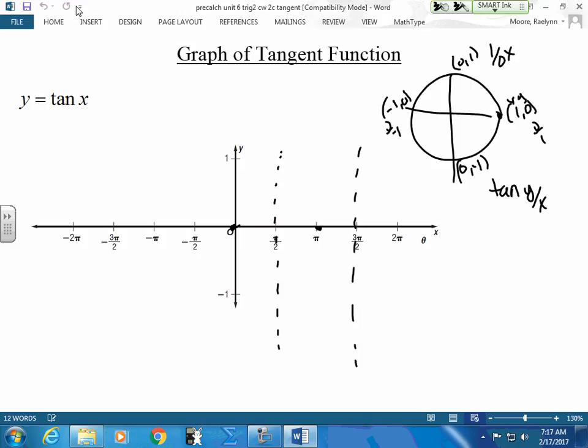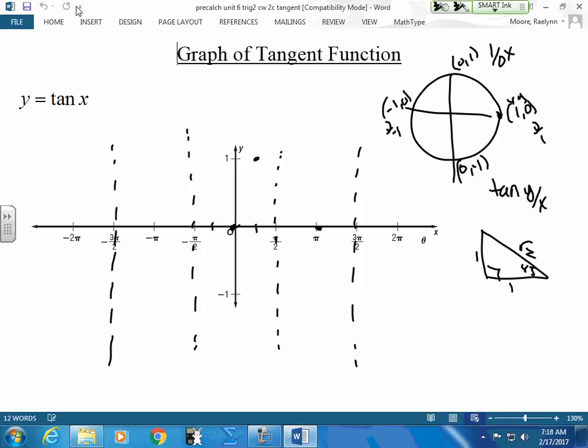So the same thing happens going the opposite way. These are your asymptotes. So your domain is kind of chopped up. It can't divide by 0. If I took a 45-degree angle right in here, and here's my 45-degree angle, my tangent is y over x. It's going to be a 1.